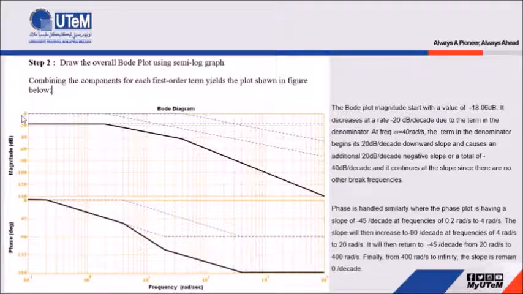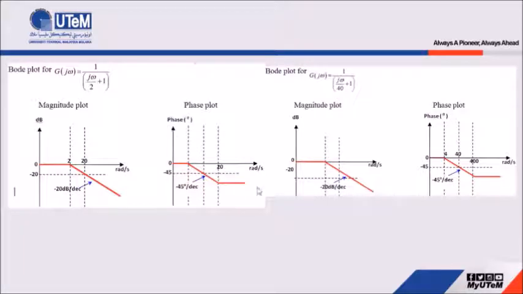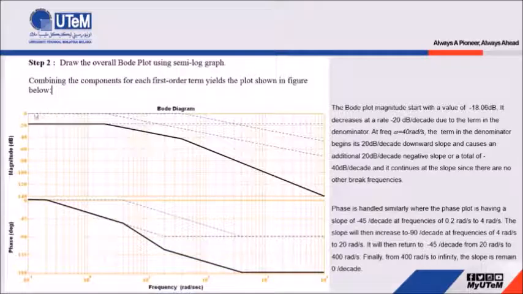For this component, where the cutoff frequency is at 2 radian per second, we just draw a line starting from 0 dB until this cutoff frequency at 2 radian per second, and after that, we draw the line which is negative 20 dB per decade, like this. And for the next component, with the cutoff frequency at 40 radian per second, we draw the same line till 40 radian per second, and after that, we draw this line which is parallel with this, representing negative 20 dB per decade.